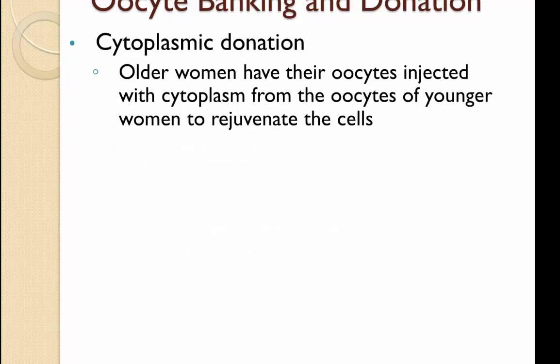Then cytoplasmic donation. Older women can have their oocytes injected with cytoplasm from an oocyte of a younger woman to help rejuvenate the oocyte cells. I'm not really sure I understand this, but it's a new way of looking at being able to have a child as an older woman.